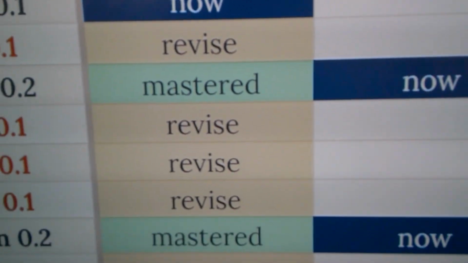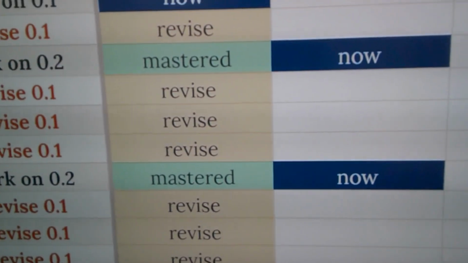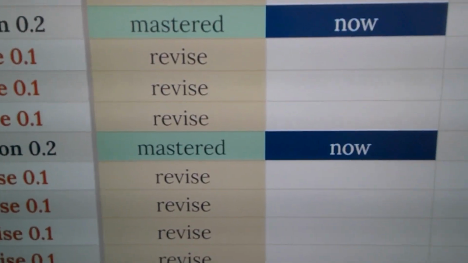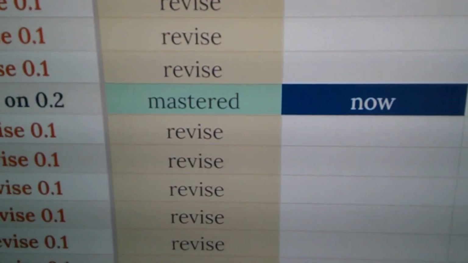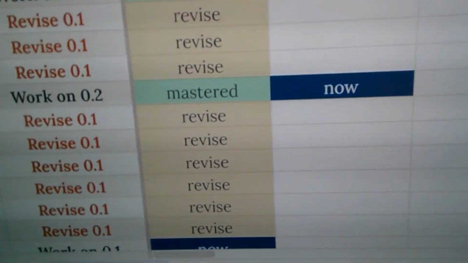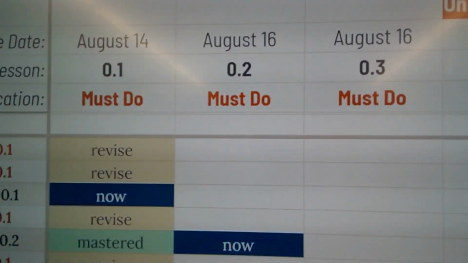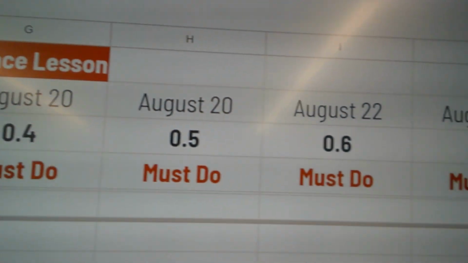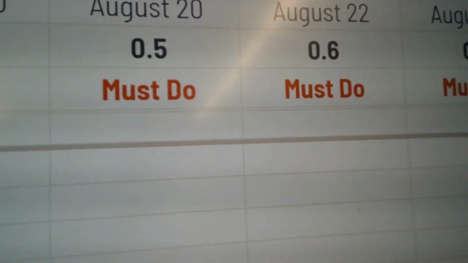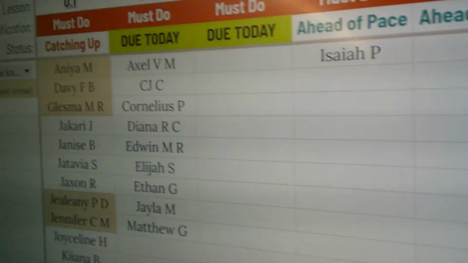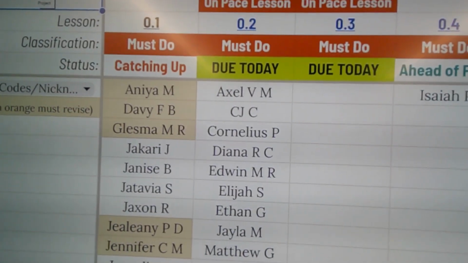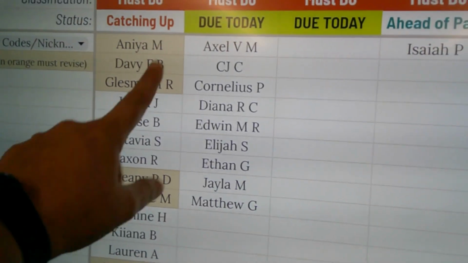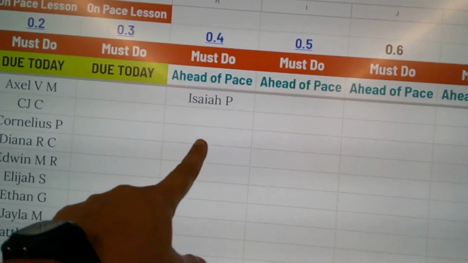So there's no point in going too fast. It only works if you actually learn the content. So go at your own pace so that you can learn the content. And then as we go through the lessons, we will move on. Some people will be further ahead. For example, like this one. We have some people still on 0.1, some people revising 0.1, some people on 0.2, and one kid's already on 0.4. So it just depends. Everybody can be at their own pace.